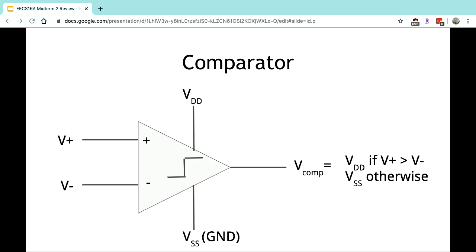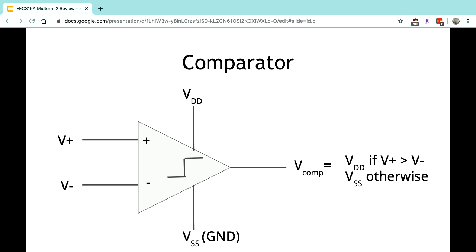Okay, so we'll be talking about comparators. They have the same shape as an op-amp, which you will see on some of the previous midterms, but we are not testing on op-amps, so don't panic if you see something like that and you don't know how to do it. We're just testing on comparators for this midterm.